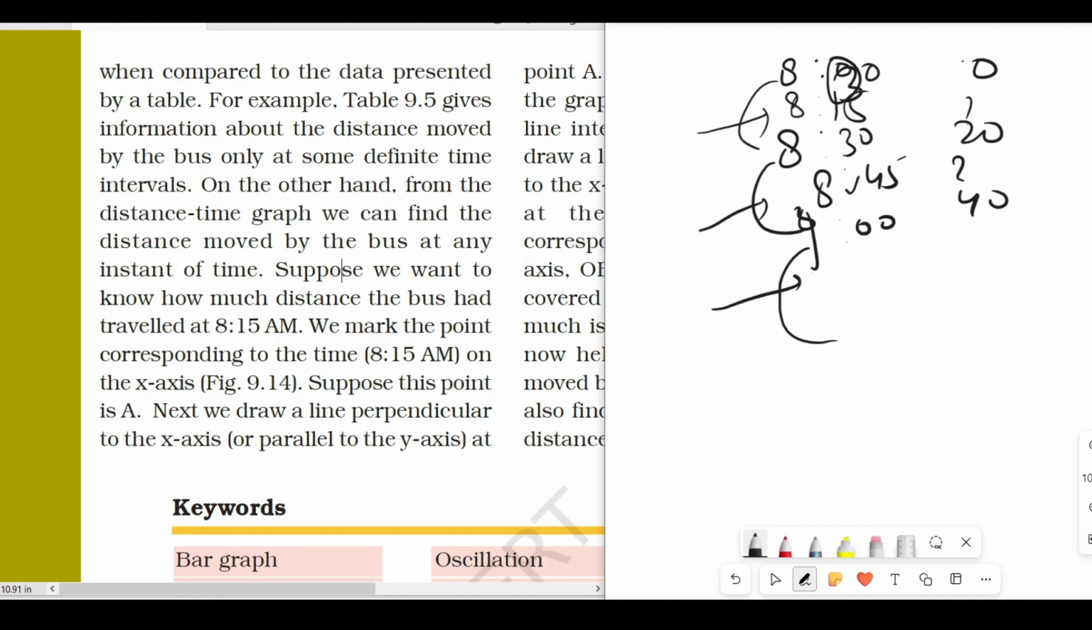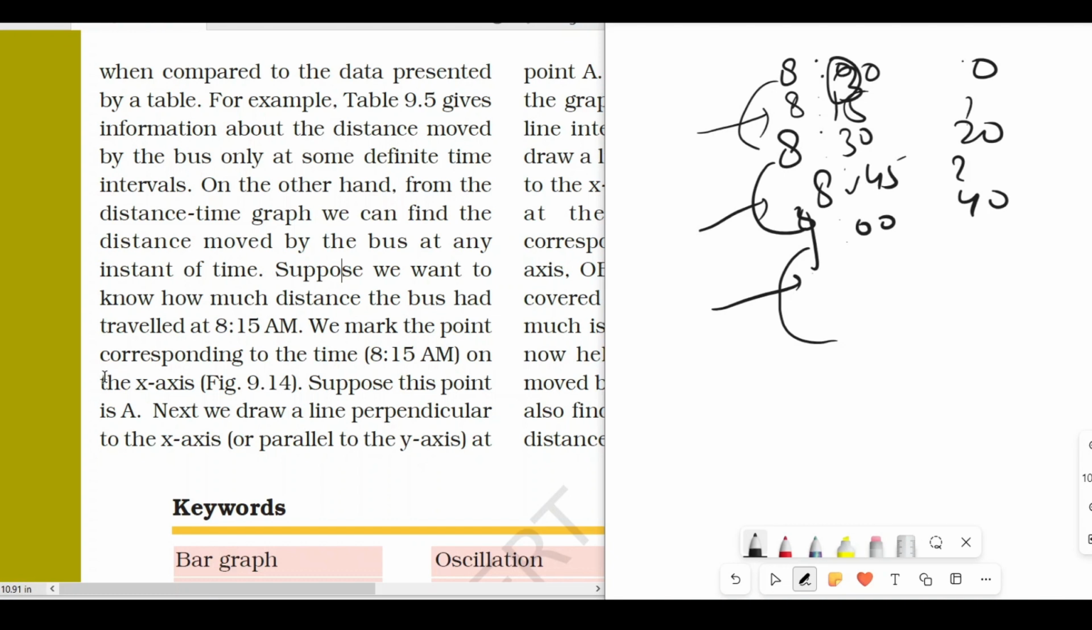So the same thing is being said here: the graph gives you better information when compared to the table. For example, table 9.5 gives information about the distance moved by the bus only at some definite time intervals. It gives you information only at fixed time intervals. On the other hand, from the distance time graph, we can find the distance moved by the bus at any instant of time. Suppose we want to know how much distance the bus had moved at 8:15.